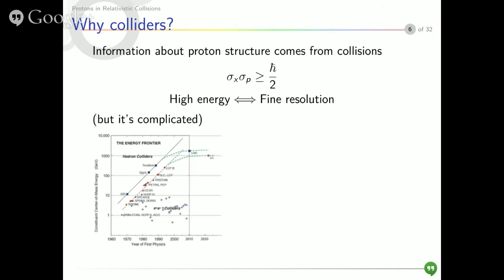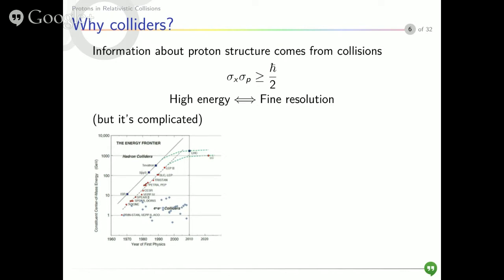As I've been saying, the way we understand proton structure comes from colliding protons together in particle accelerators, and we keep building bigger and bigger, more and more powerful particle accelerators in order to get more and more detail about the structure of the proton. It's kind of related to the uncertainty principle here. If you're familiar with this, you know that uncertainty in position and uncertainty in momentum are correlated, in the sense that usually the bigger one is, the smaller the other is.